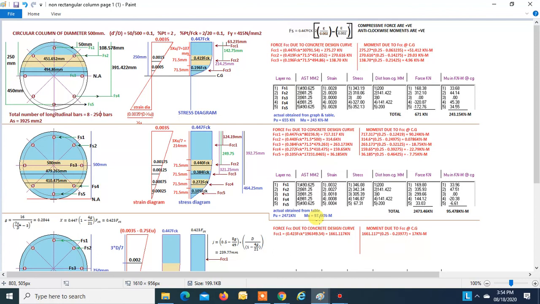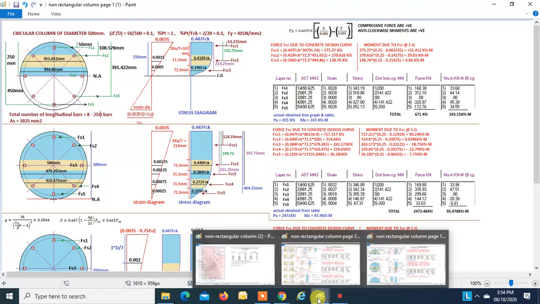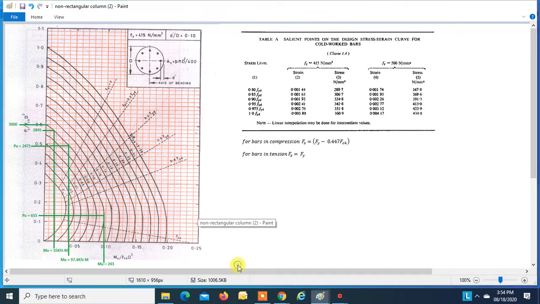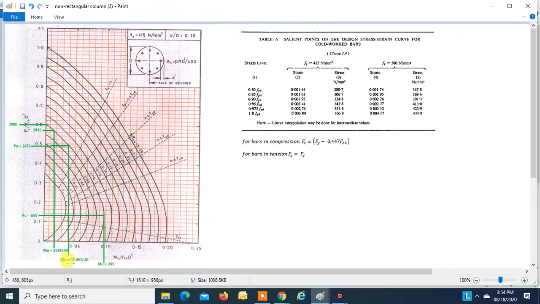negative 2471, and MU 67. So the difference is not much. Now we can plot this on the graph. You can see the PU-MU interaction diagram. So when MU is 97.4, you get 2470 or something like that. You can take it.